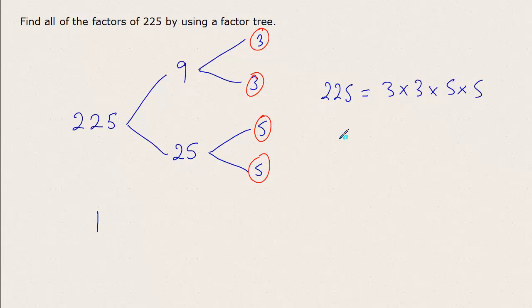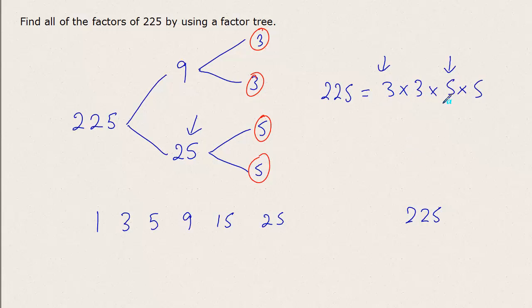Now 1 is definitely a factor, and so is 225. I can see that 3 will be a factor. 5 will be a factor. Take both 3's. 9 will be a factor. Take a 3 with a 5, so 15 will be a factor. Take both 5's. 25 is a factor. We knew that from here.